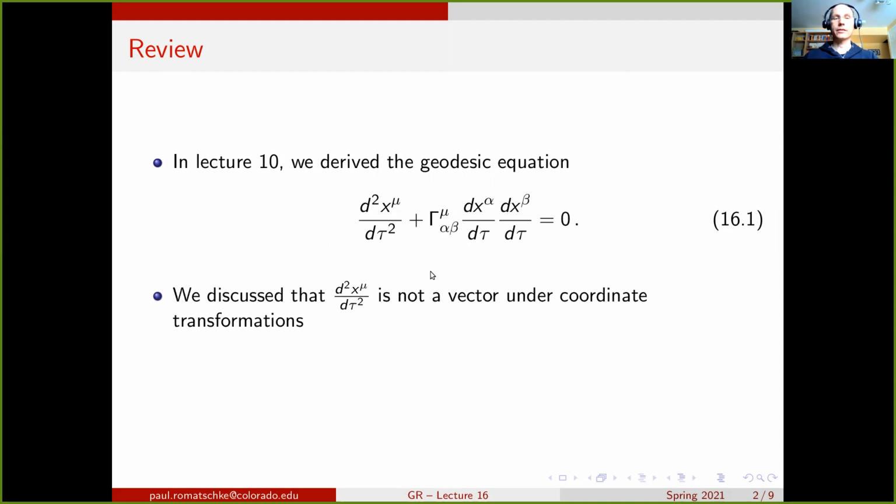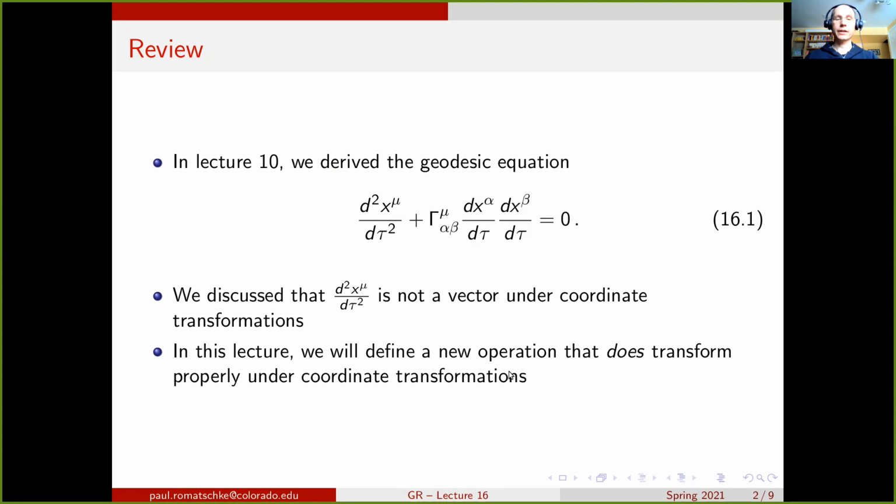We discussed that one meaning of this equation is that the second derivative of the coordinate x mu with respect to proper time tau is not a vector under coordinate transformations. Essentially, this term is the reason. This basically spoils the general covariance of the second derivative here.